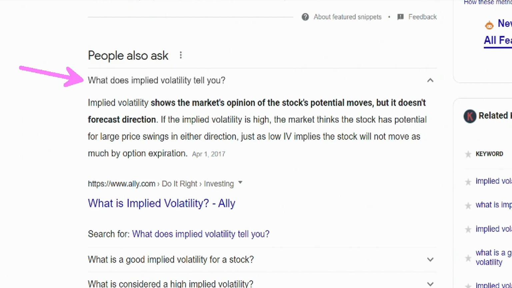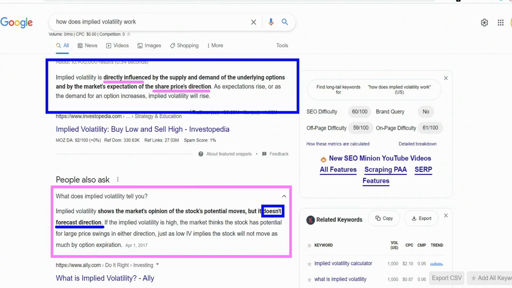But if you're not careful, you'll get contradicting information, like this one that says, what does implied volatility tell you? Implied volatility shows the stock's potential moves, but it does not forecast the direction. So why are these two things saying totally opposite things? Because they're talking about different scenarios. One is the typical direction base of implied volatility.